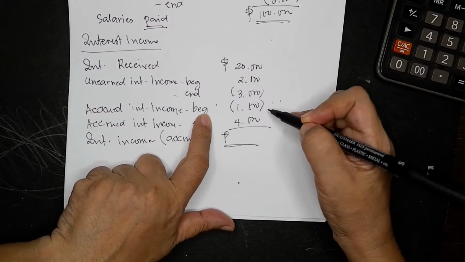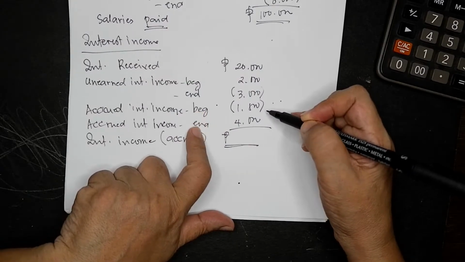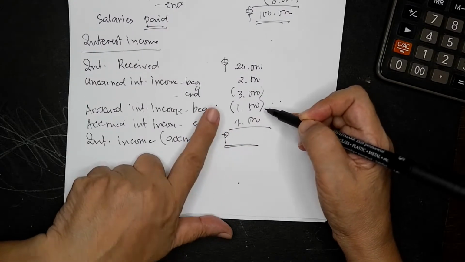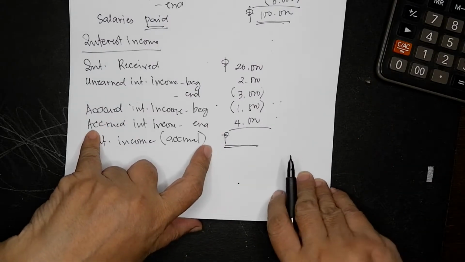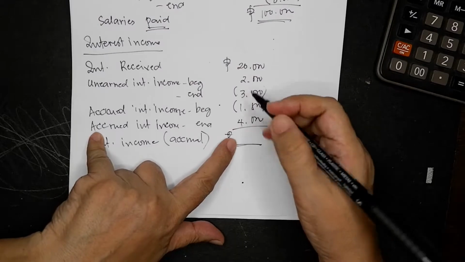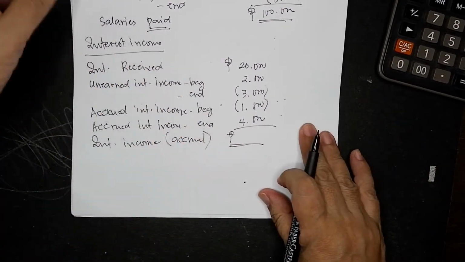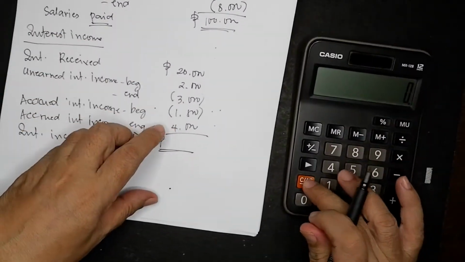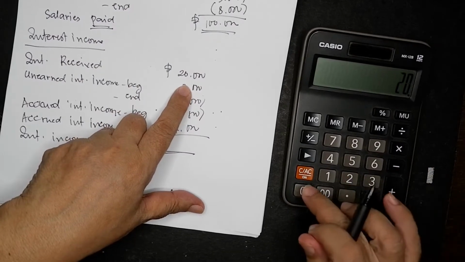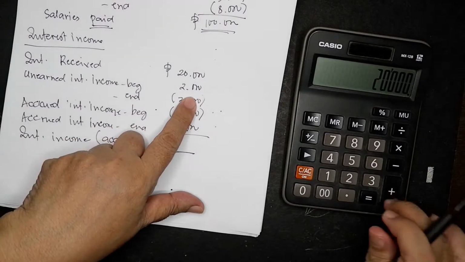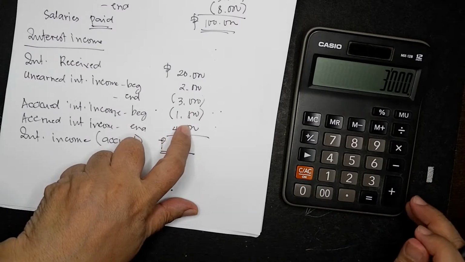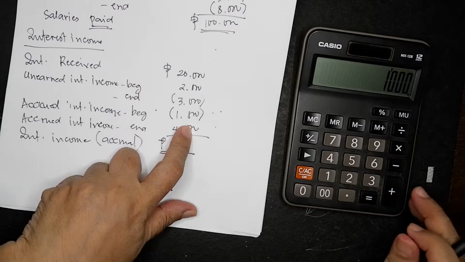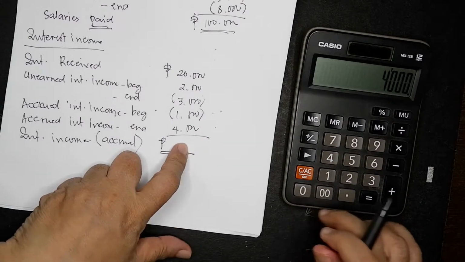So, again, hindi yan kinita ngayong taon. It is income of last year. So, tanggalin. Kasi hindi yan ngayon. Accrued interest income end? Yes. So, kinita natin ngayong taon. So, that is plus. Okay. So, how much is our interest income? 20,000 plus 2,000 minus 3,000 minus 1,000 plus 4,000.